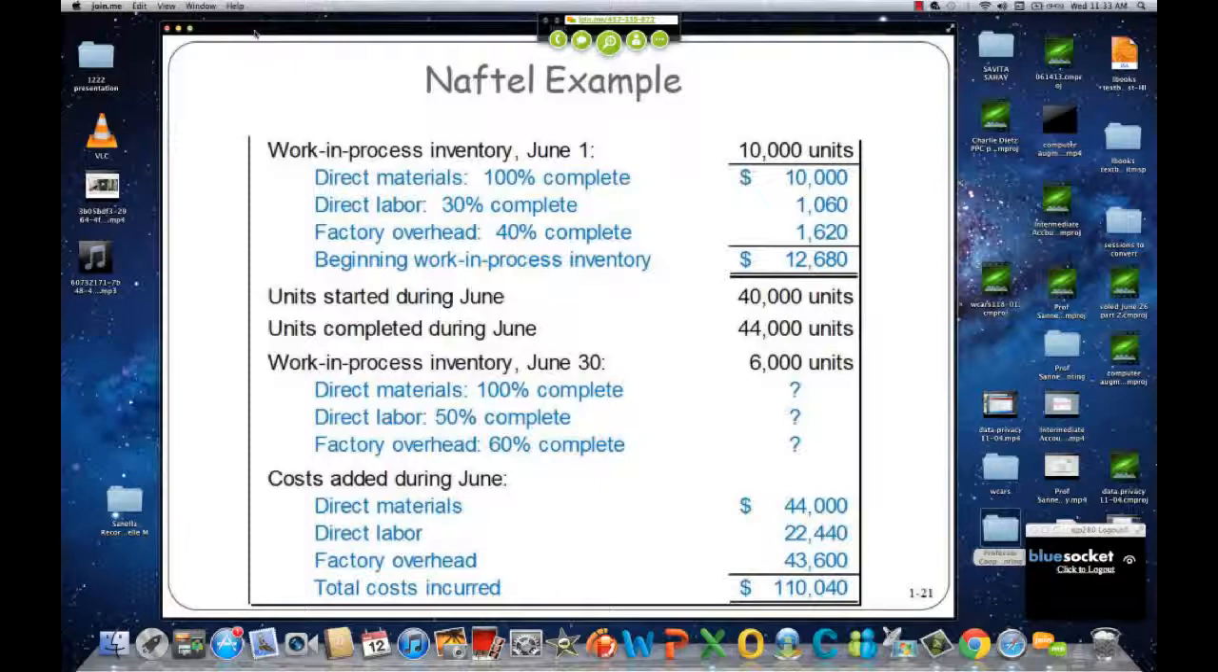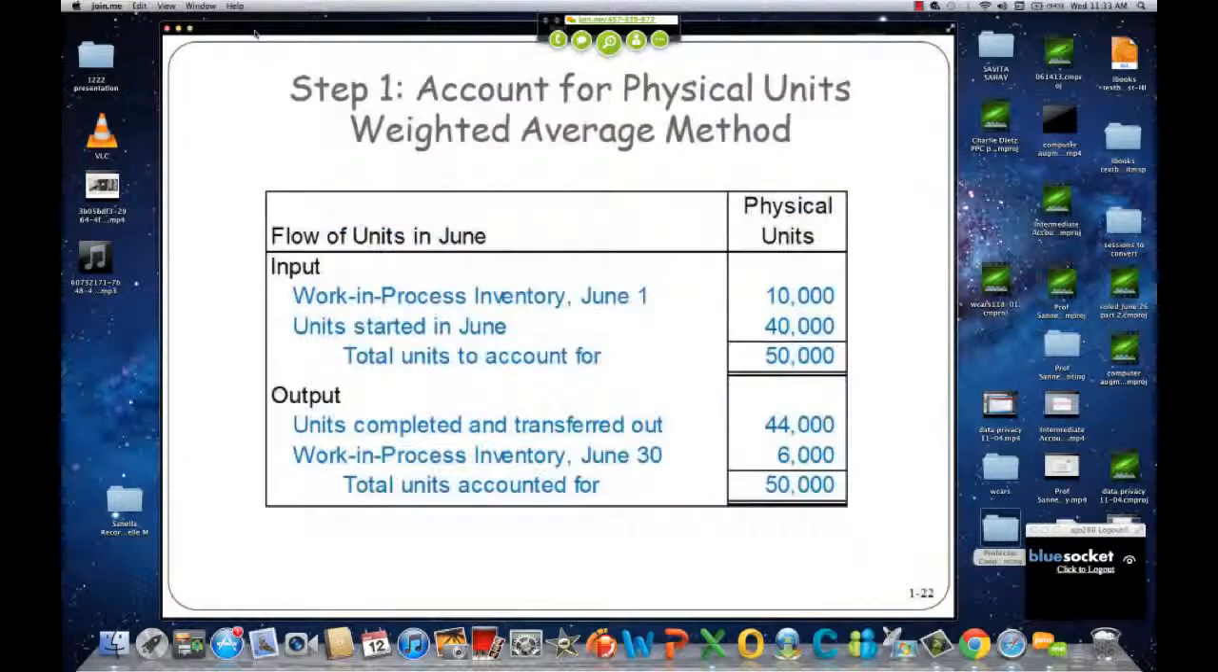Now, as I said, the weighted average approach counts costs from the previous month. So the weighted average approach is going to include this $12,680 in the total cost. That's the approach we're doing right now. Step one is to account for the physical units. The numbers are all here for us.